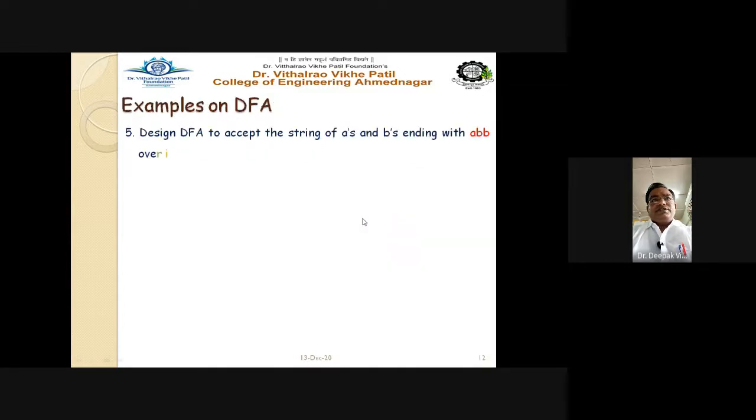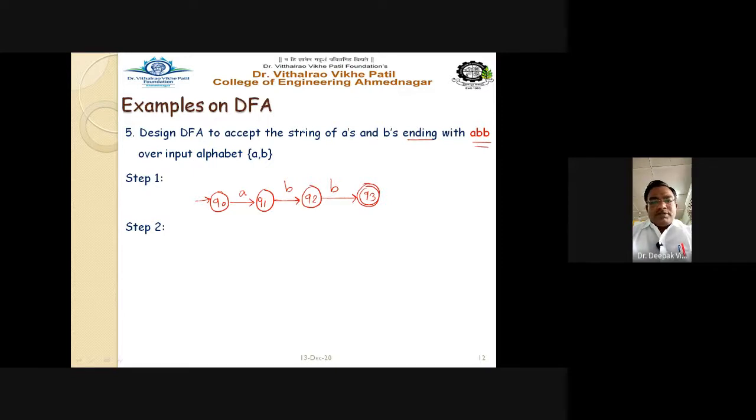Design a DFA to accept the string of A's and B's ending with ABB over an input alphabet {A, B}. As already discussed, the first step is to draw whatever is asked in the question. It is asked to design a DFA to accept the string of A's and B's ending with ABB, which means there may be any combination of string, but the string always ends with three letters, that is A, B and B.